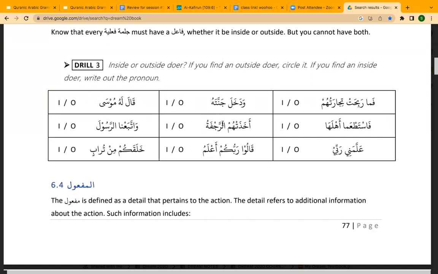What do you think about ar-rajfatu? It's an ism that is after a fail. It is matching a fail in gender. Akhazat has hiya, and ar-rajfatu is feminine by sign because tamarbuta is there. It's because an earthquake does not have any biology to make it feminine or masculine. It is feminine by sign. If you remember muannas qiyasi, it is a doer for akhazat. Do you all agree? Have you all understood this?